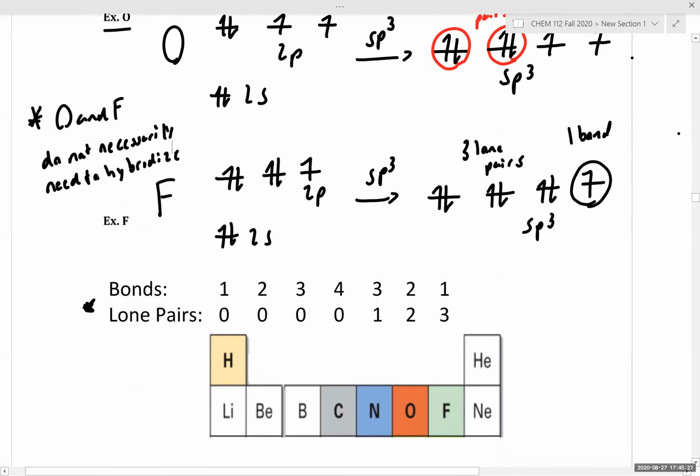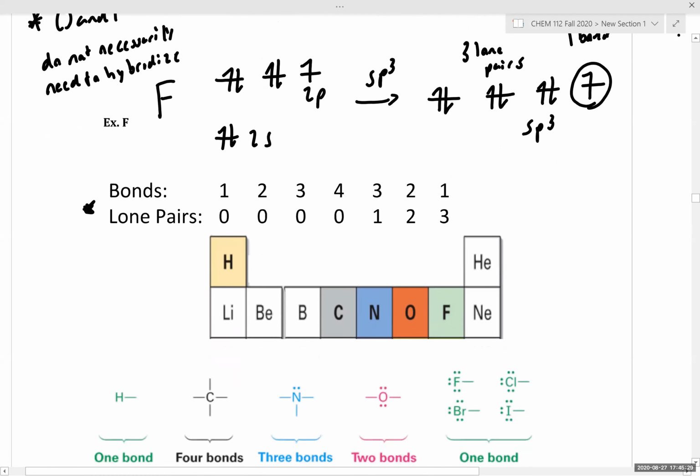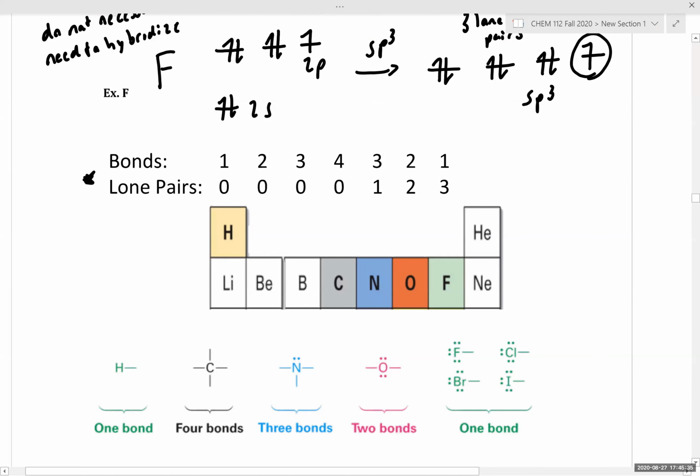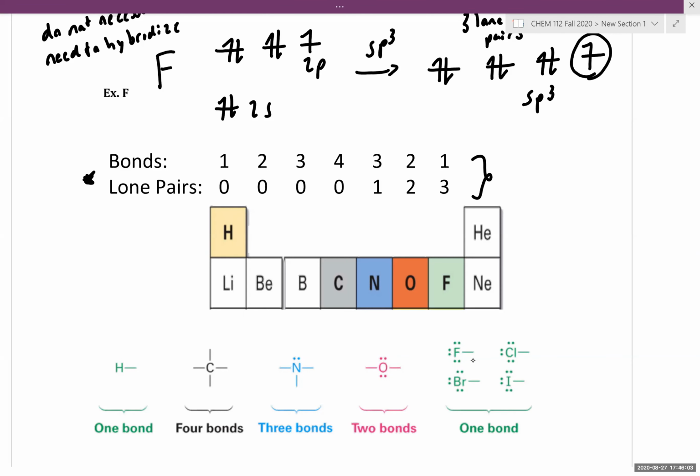So just as a refresher, we can connect back our discussion of valence bond and molecular theory to our previously observed bonding pattern discussion, where we know carbon likes to form 4 bonds, nitrogen 3 bonds, oxygen 2 bonds, and the halogens 1 bond. Does this connection make sense to everyone? Perfect.